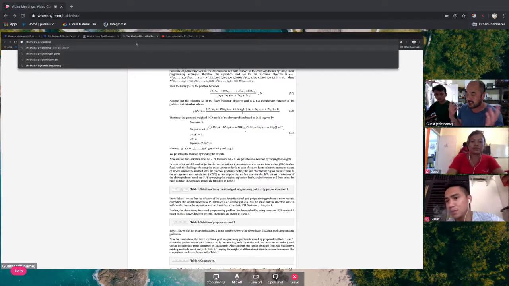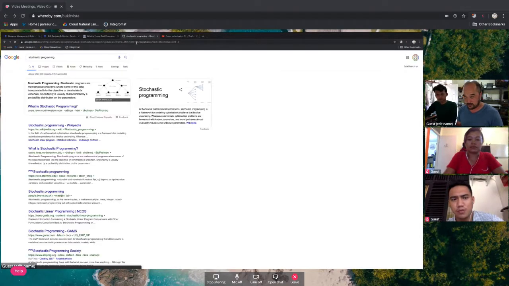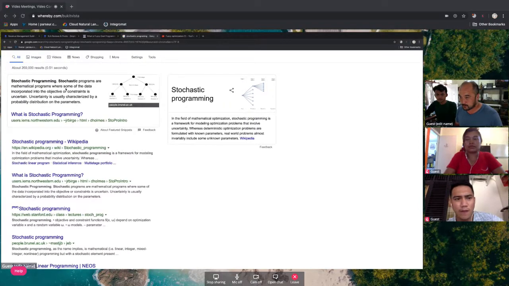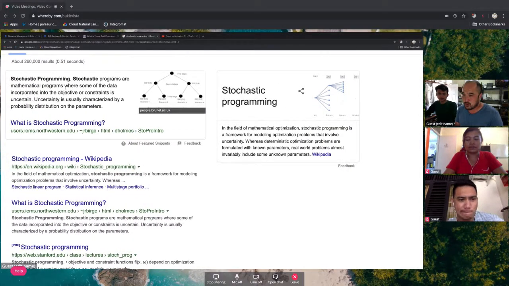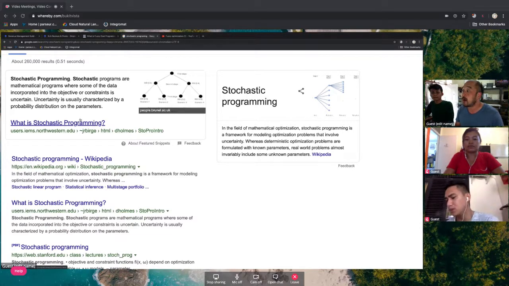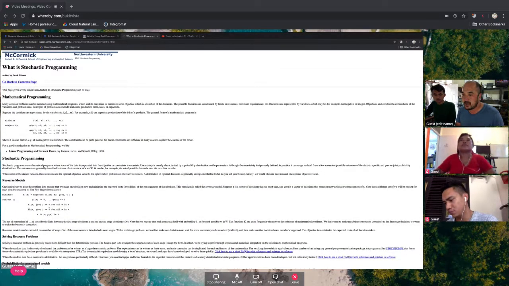But okay, in this context, let's look at what stochastic programming is. Stochastic programs are mathematical programs where some of the data incorporated in the objective or constraints is uncertain, random, right? Uncertainty is usually characterized by a probability distribution on the parameters. Great. Okay, so this is good, and this makes a lot of sense. So let's take a look at what stochastic programming looks like.